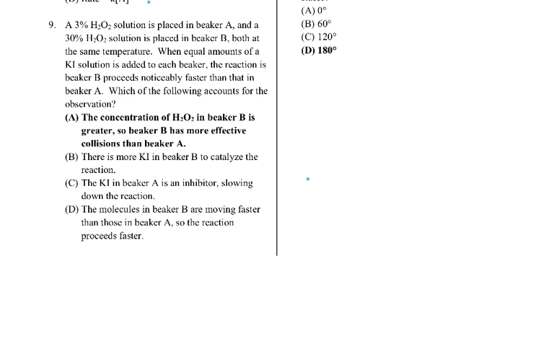Okay, number 9. A 3% solution of peroxide is placed in beaker A, and a 30% solution is placed in beaker B, both at the same temperature. Same temperature, that's kind of important. When equal amounts of KI are added, the reaction in beaker B proceeds noticeably faster than that in beaker A. So beaker B is 30% peroxide, and beaker A is 3% peroxide.